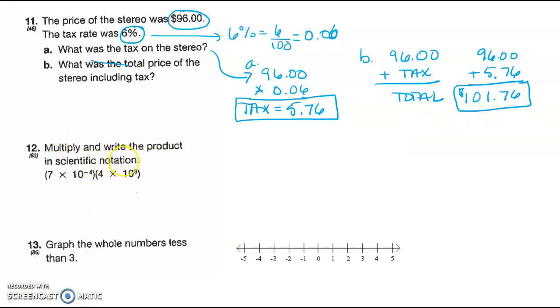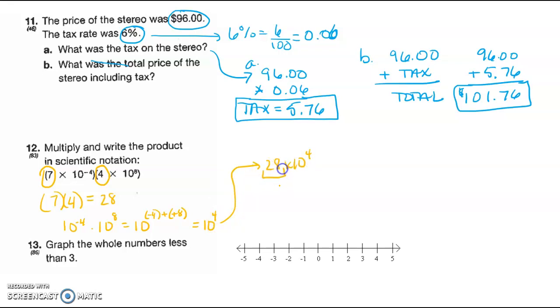Multiply and write the product in scientific notation. I would say at least 80% of you are still having trouble with this. So 7 times 4 is going to be 28. And then 10 to the negative 4 times 10 to the 8th is 10 to the negative 4 plus positive 8, which is 10 to the 4th. So what I have is 28 times 10 to the 4th.